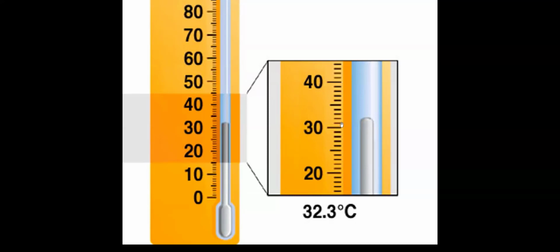32, 33. I'm counting by what? 30, 31, 32, 33. I'm counting by ones. So my answer must go to the tenths. Good, because I can see here that this is more than 32, but less than 33. So I estimate in between 32 and 33, 32.3.